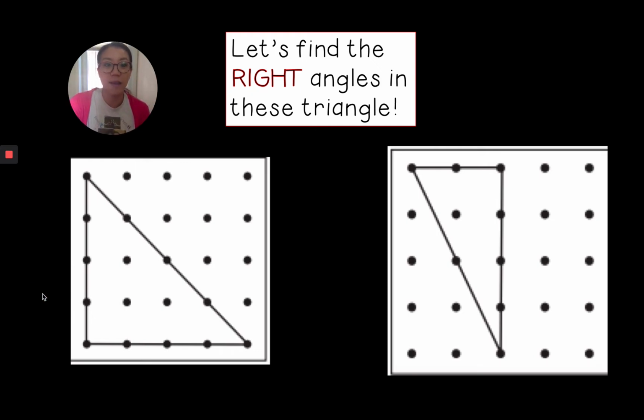Can you find where the 2 sides create an angle, but the angle is a perfect L shape? So take a look at the pictures. Can you find the angles? I'm going to give you a second to look.